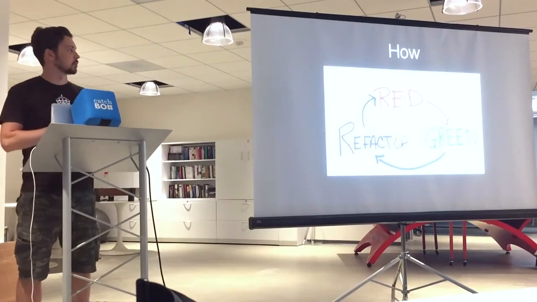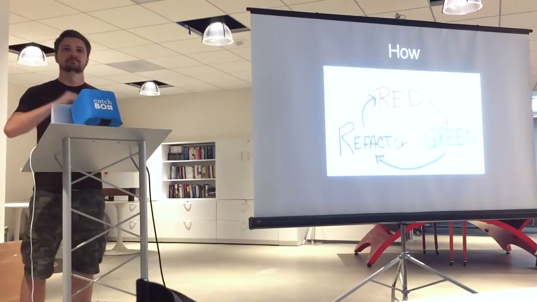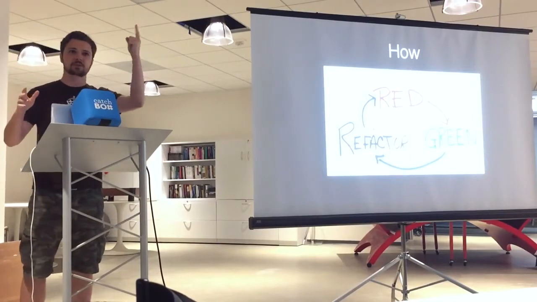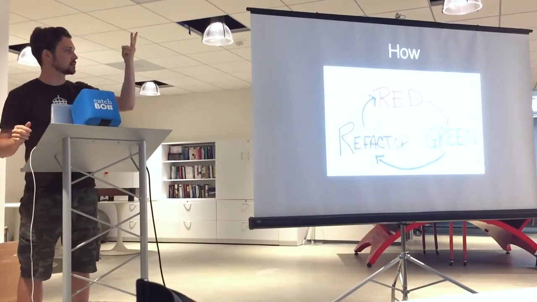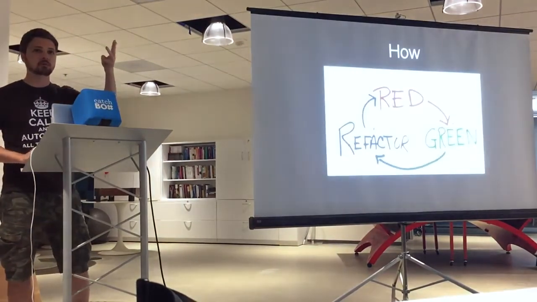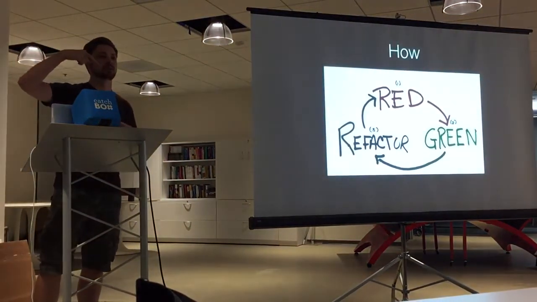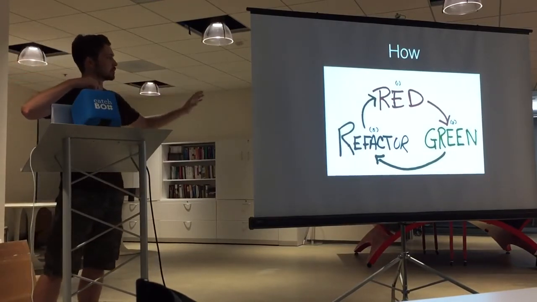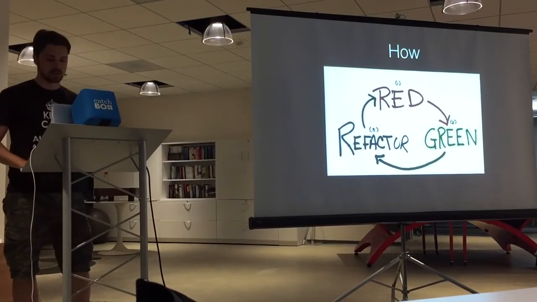All right, so here's how we're gonna do this. Very simple, three steps. First, initial test, we write the initially failing test. Second, we make it green. Third, we refactor. And then we start over. So it's a cycle. It starts with point number one, goes to number two, goes to number three, and goes back to number one.